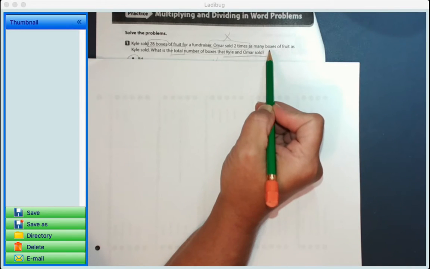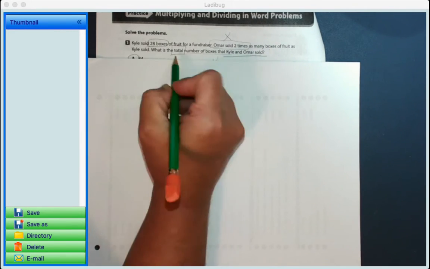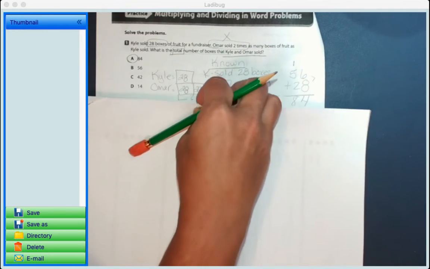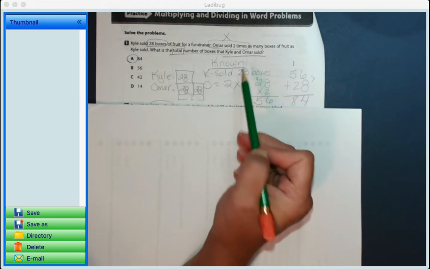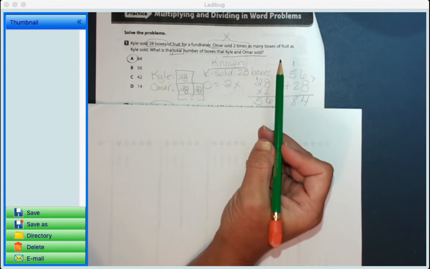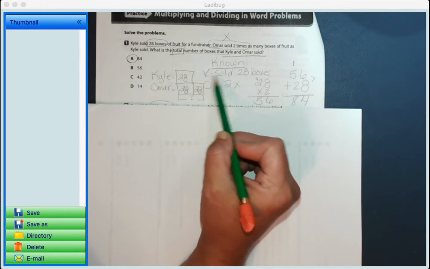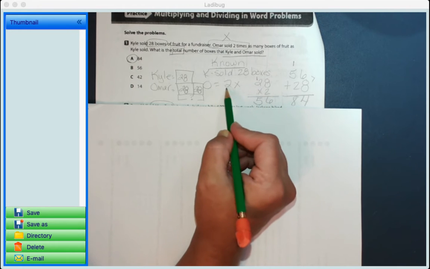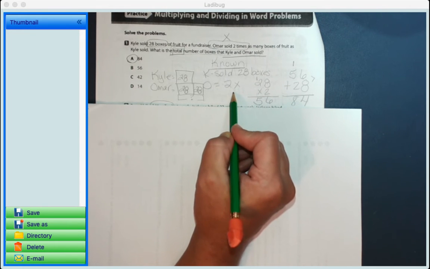Here are the answers to pages 51 through 53. Number 1, Kyle sold 28 boxes of fruit for a fundraiser. Omar sold 2 times as many boxes of fruit as Kyle sold. What is the total number of boxes that Kyle and Omar sold? Well, for this one, we know the known, that Kyle sold 28 boxes and Omar sold 2 times as many boxes.